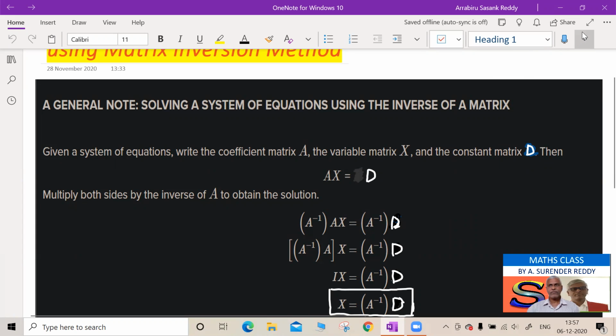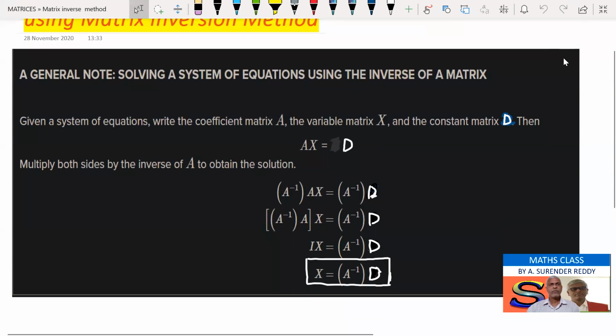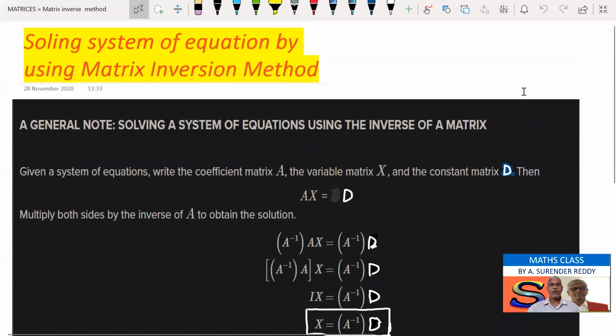In the last class, we have discussed about Cramer's rule, how to solve the system of equations by using Cramer's rule. In last class we did. Today we are going to learn the second matrix method to solve simultaneous equations. Solving system of equations by using matrix inversion method.